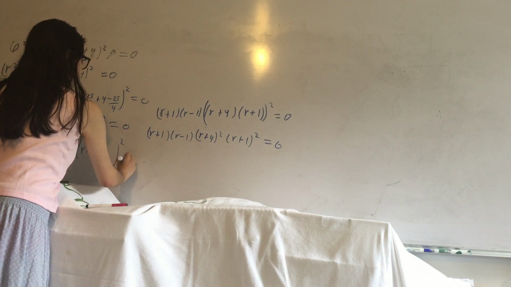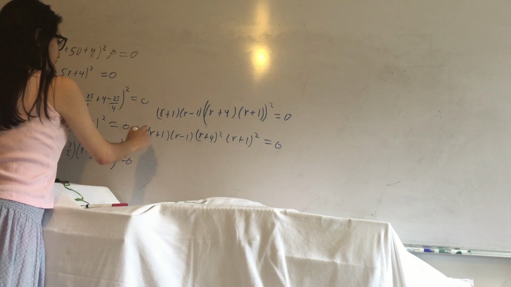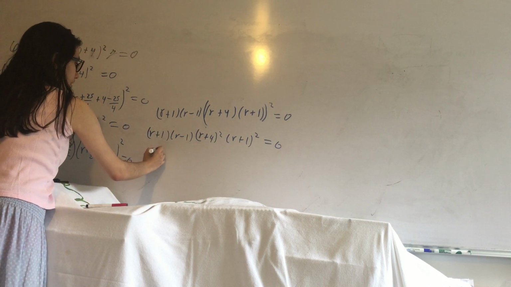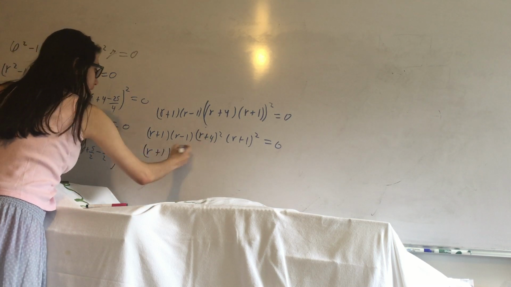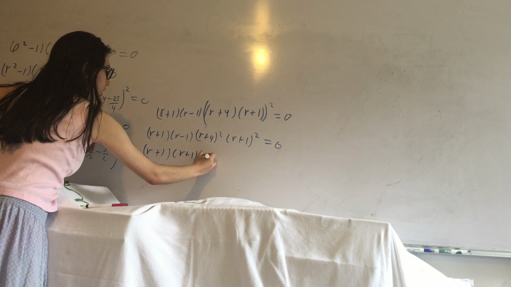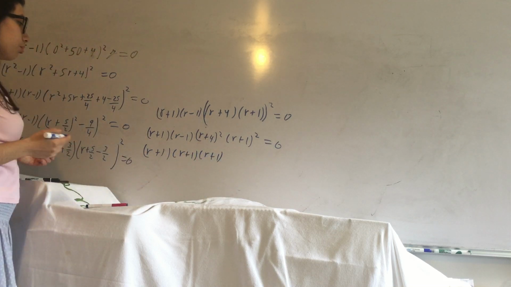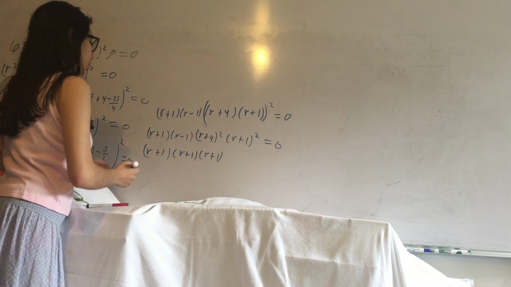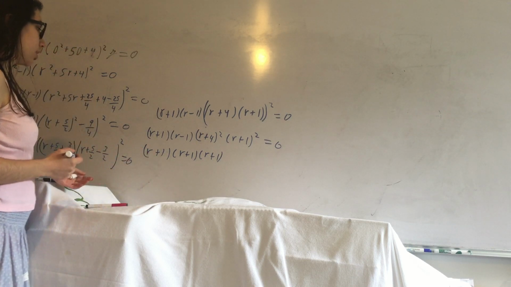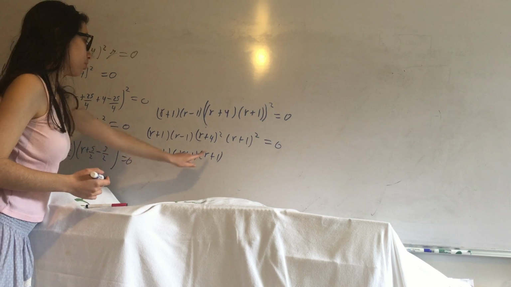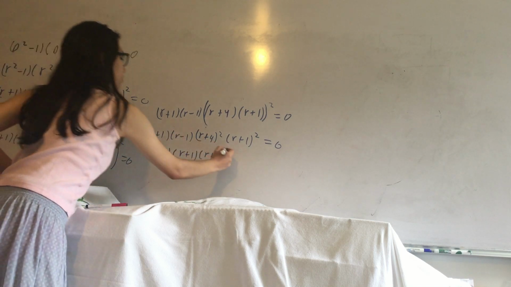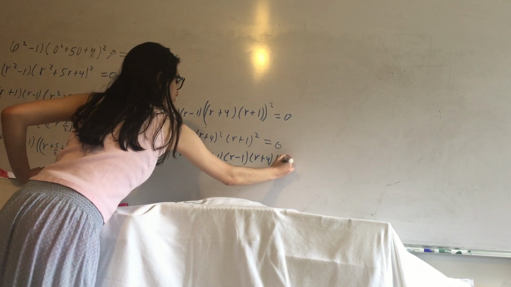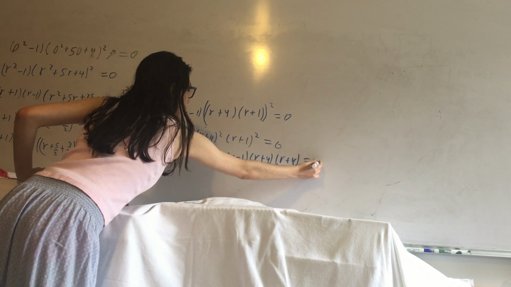So I have this and this would be, well, I could put it as (r plus 1) times (r plus 1) times (r plus 1). This is in order to see the solution clearly. When we have practice, we could do it faster and we don't need to write all this, but let's write it this time. It would be (r plus 1) times (r plus 1) times (r plus 1) because of this, times (r minus 1) times (r plus 4) times (r plus 4) equals 0.